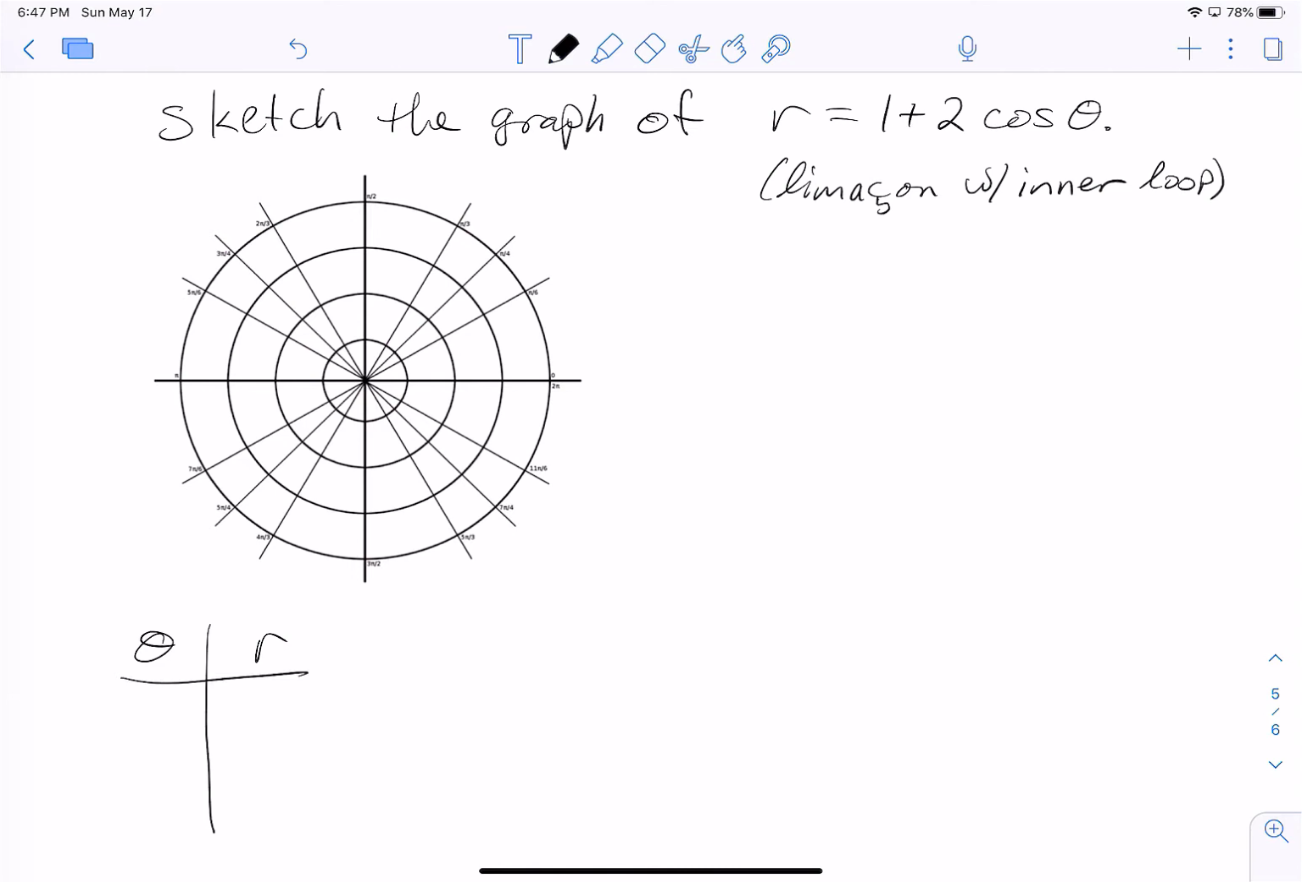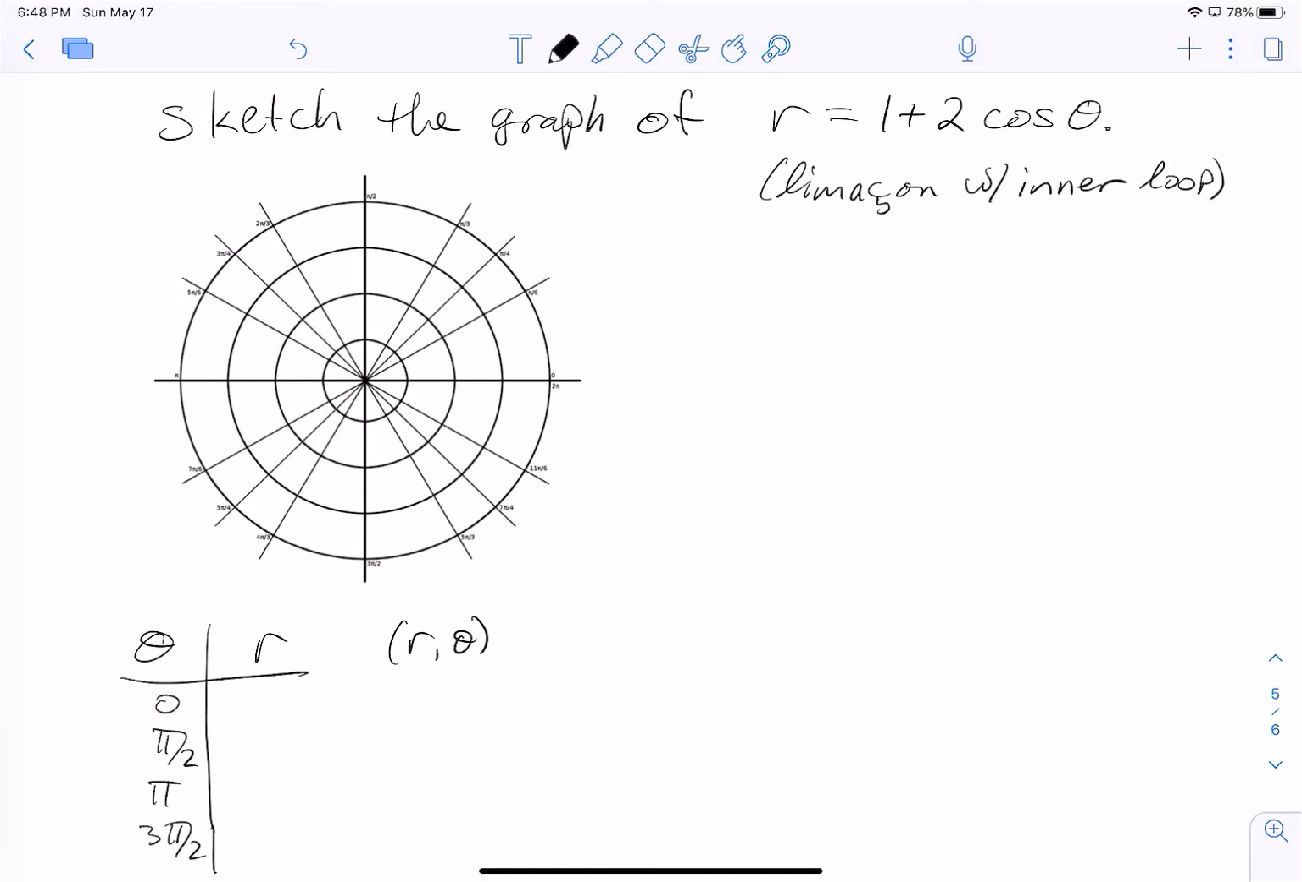Now this is a little weird because points on the plane have the form r, theta, but theta is the independent variable. So when I set up a table here, I have theta as the input on the left, r is the output on the right. Knowing that this is a limacon with an inner loop, I really only need to know what's going on on the x and y axes. So for theta, I'm going to use 0, pi over 2, pi, and 3 pi over 2. Of course, 2 pi corresponds to theta equals 0.